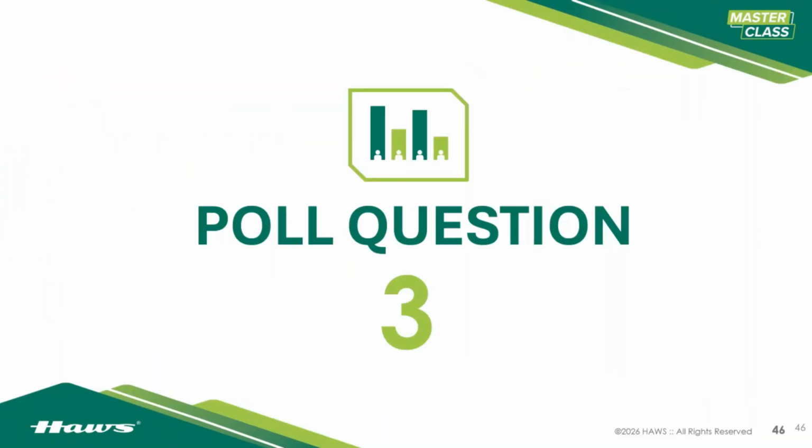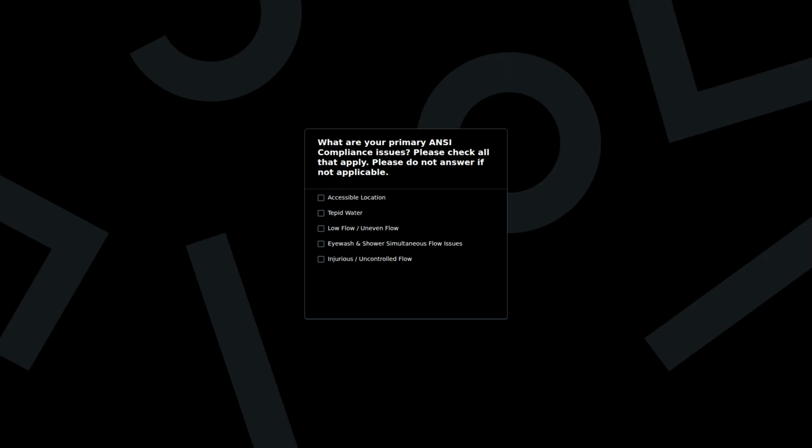That'll bring us to poll question number 3. All right. Poll question number 3 asks, what are your primary ANSI compliance issues? Please check all that apply, but please do not answer if not applicable.